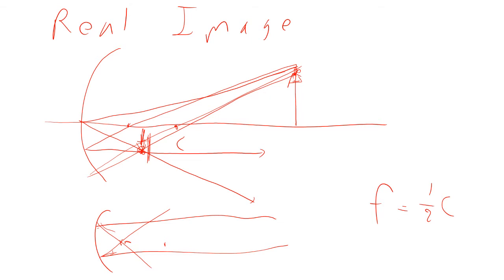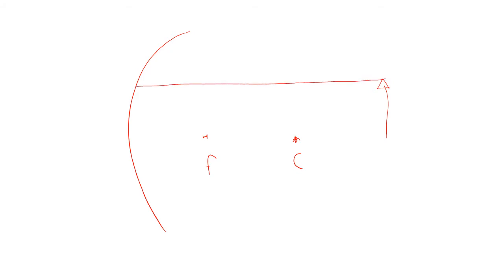And so now what we want to do is investigate that real image right there. Let's neaten up my drawing here. So here is the center of curvature, and the focal distance is right there. Let's have an object that's out here somewhere. Light coming in straight this way is going to go right back through the center of curvature.